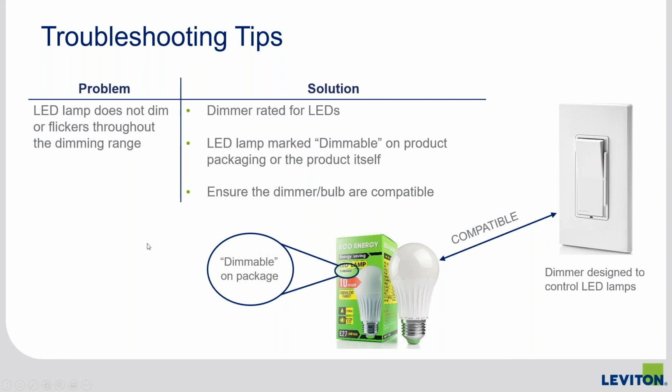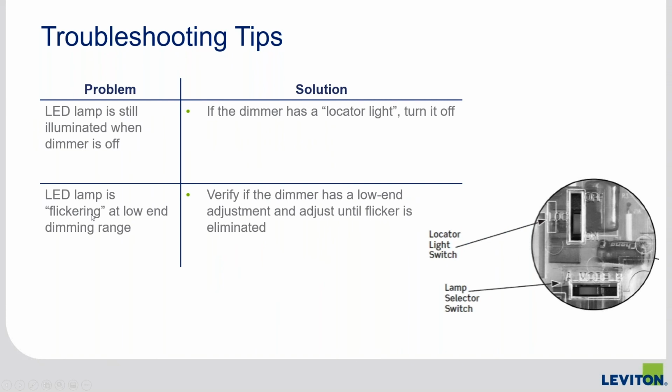I guess the conclusion here is avoid problems by making sure you don't have them in the first place, but I guess it sounds easier than it is. If you have the problem called LED ghosting, where your LED lamp is still on when the dimmer is in the off position, that's what we call LED ghosting.